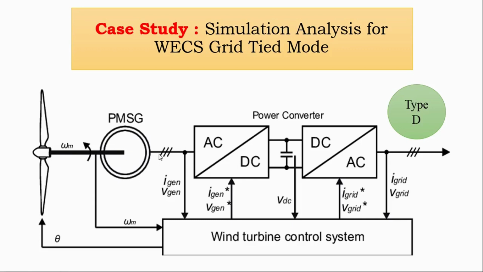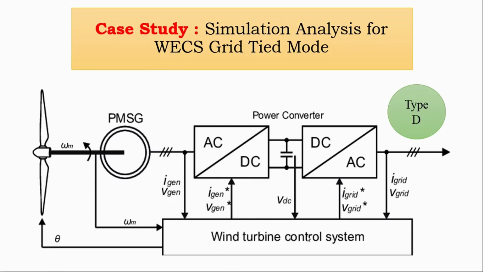Then, as this generator will generate AC power, we should transform that AC power into DC power, and again DC to AC for getting the constant frequency and constant voltage at the PCC, that is the point of common coupling.